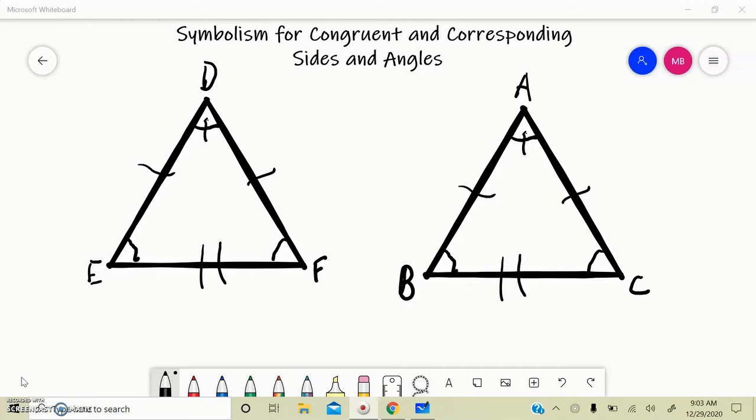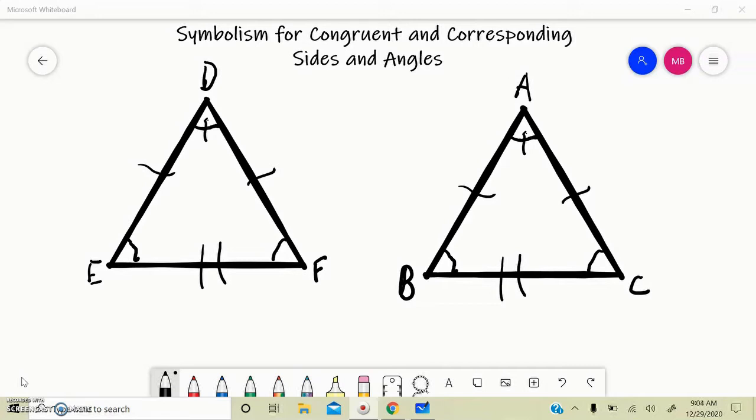We see that in the triangle ABC, two sides both have one line through them. That symbol is telling us that those two sides are of equal length. They are congruent. The line BC is showing us that we do not have that same length in that line as we do for line AB and line CA.